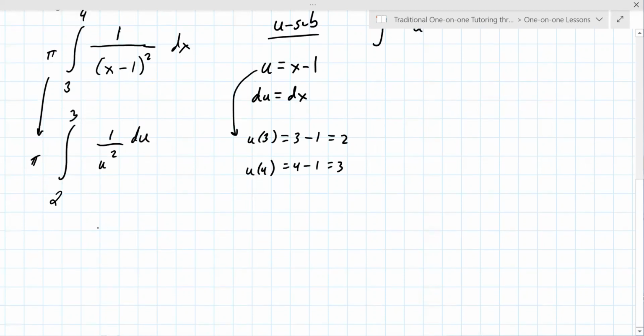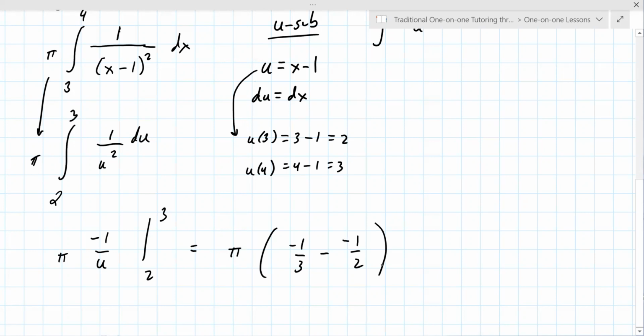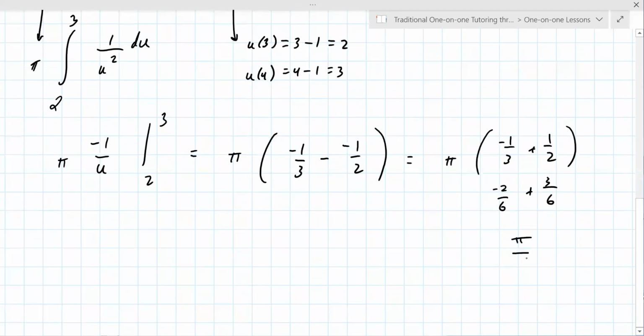So the power rule, this becomes minus 1 over u times pi, and then you evaluate from 2 to 3. So that's pi times negative 1/3 minus negative 1/2, like that. You just put the bounds in. And so this becomes pi times minus 1/3 plus 1/2. So that's like minus 2/6 plus 3/6. So this becomes just pi over 6 as your final answer. Okay.